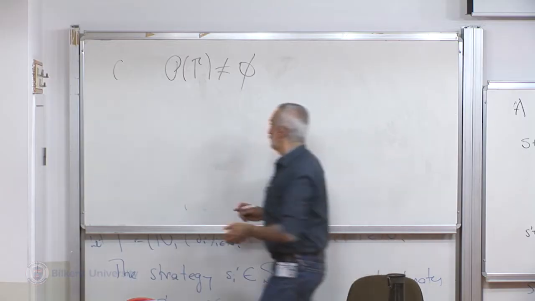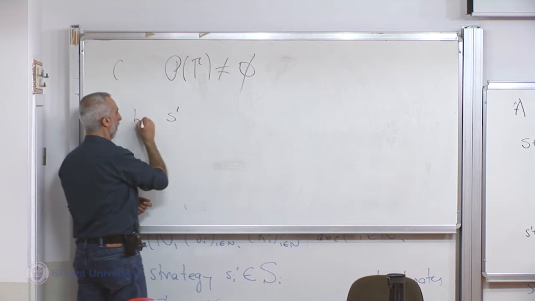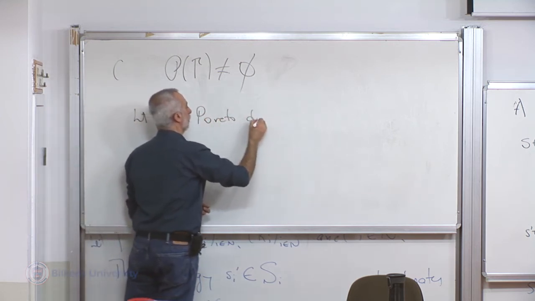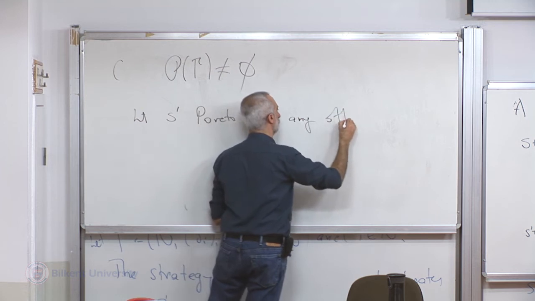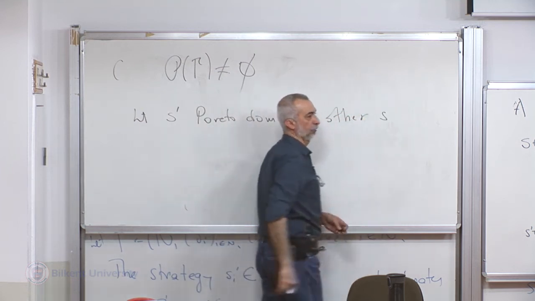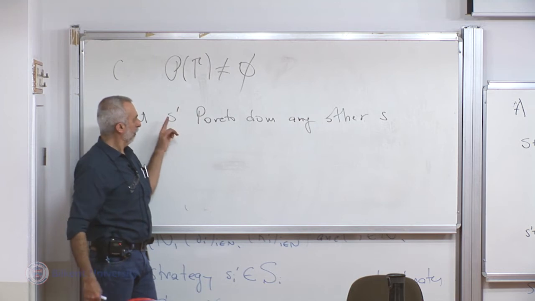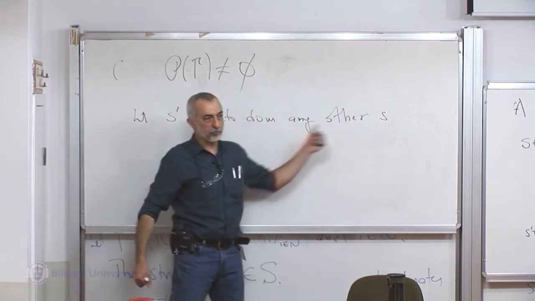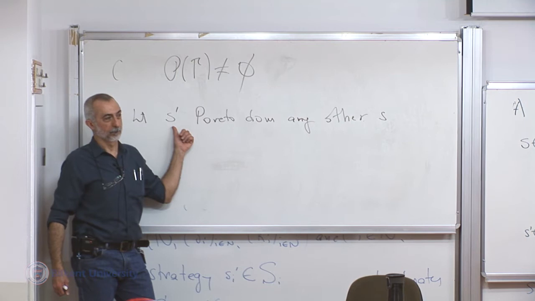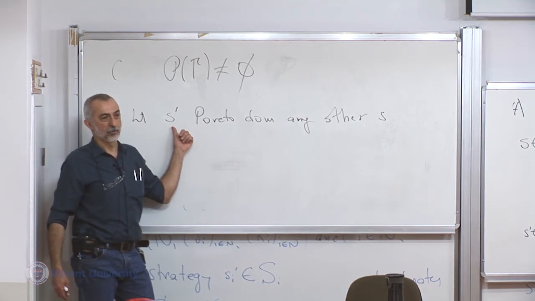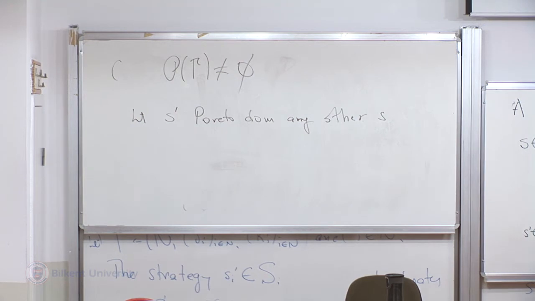Okay, so let me say that. Your friend starts by saying let S prime Pareto dominate any other strategy profile. Just because of that, if S prime Pareto dominates every other S, does that imply that S prime is Pareto efficient? How do you know? It cannot be Pareto dominated by any other strategy profile, by using the definition.